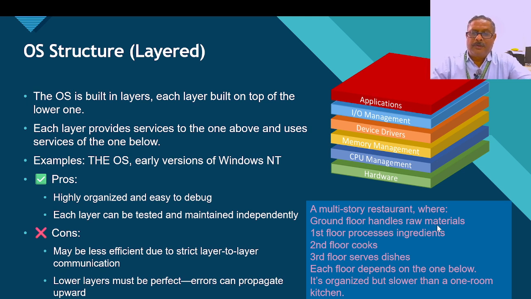So the flow is that the raw materials are there on the ground floor, they go to the upper floor and become ingredients, then go to the upper floor where they are cooked. Then the cooked things are served. So this is how it has to go. You can't just bypass any of that. If you go directly from the ground floor to the third floor, it is like serving the raw material without cooking. So it is very highly organized, but slower than a one-room kitchen. That's the analogy we wanted to give.